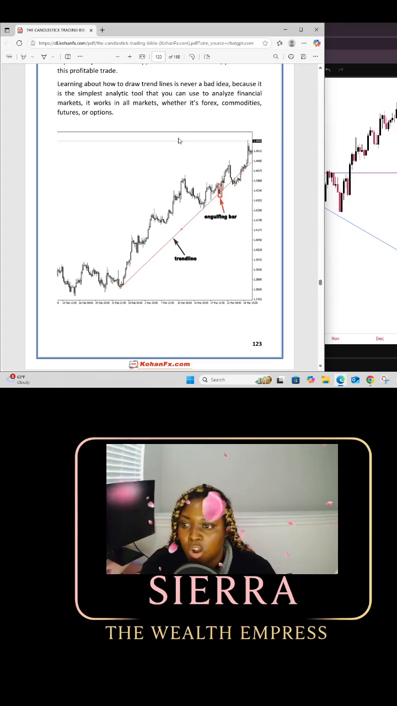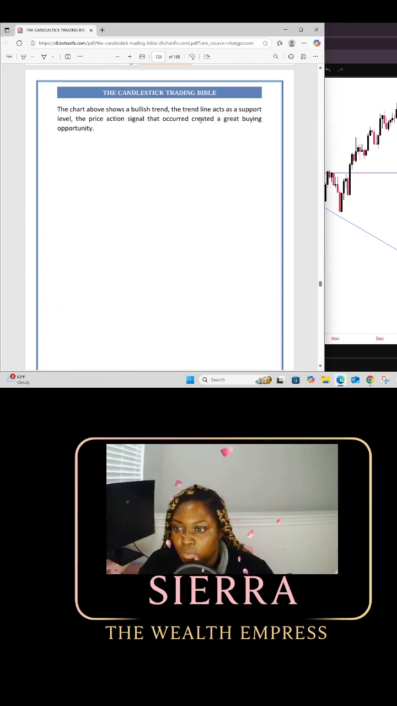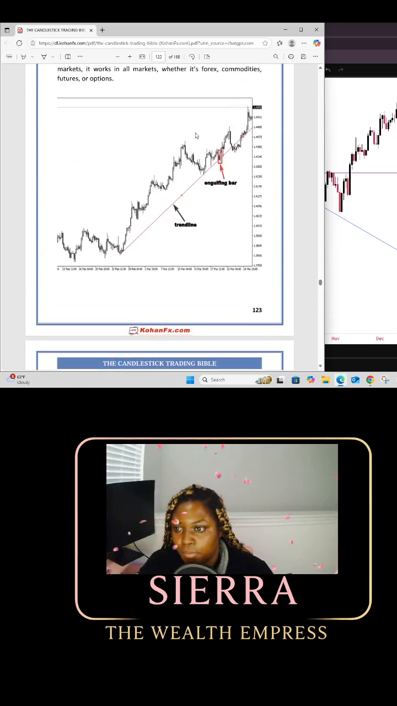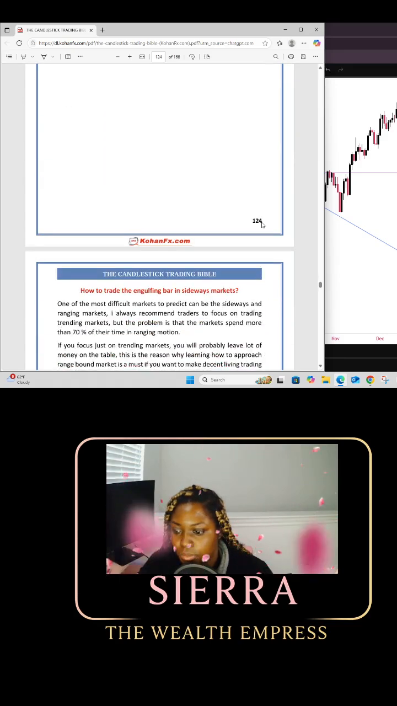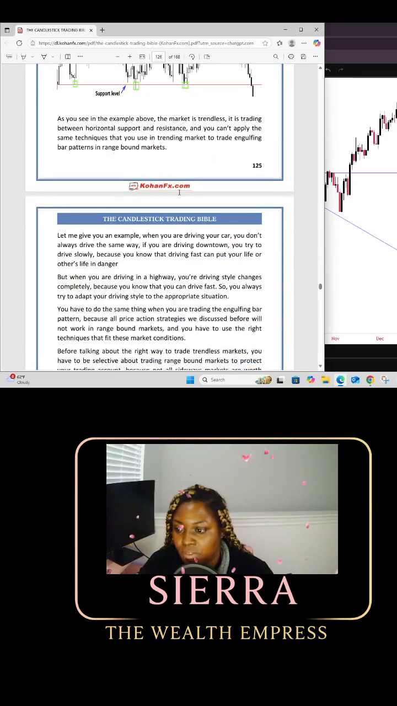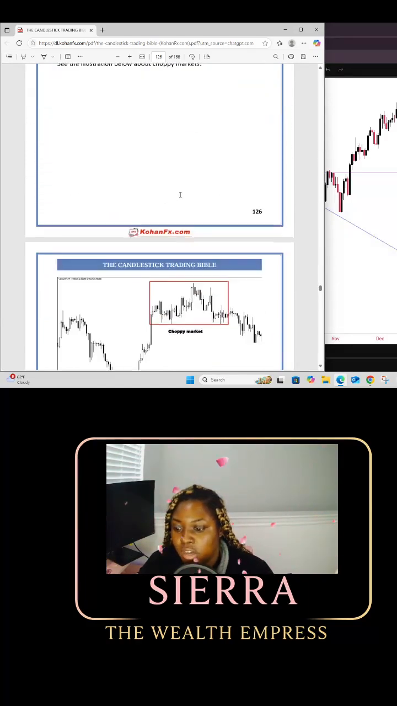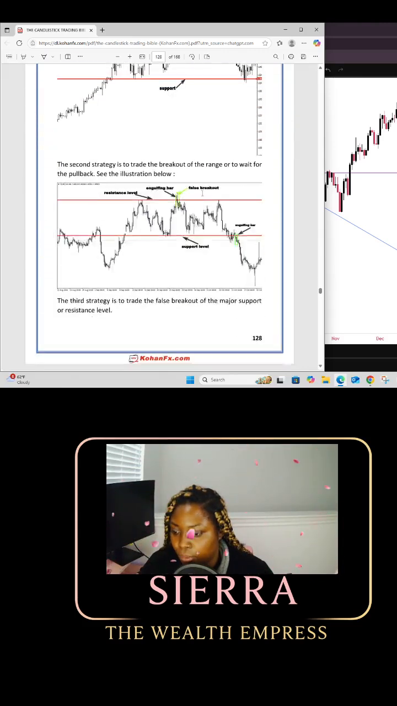It works in all markets, whether it's Forex, commodities, futures, or options, and that is true. The chart above shows a bullish trend, right? Because what do we have? Higher highs, higher lows, higher highs, higher lows, higher highs, higher lows. So that is a bullish trend. All right, and we're not going to go over how to trade an engulfing bar in sideways markets because if you are new to trading, you should not be trading consolidation at all. Choppy markets are a no-no.